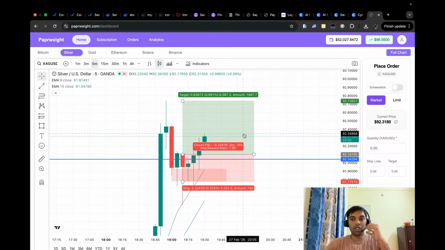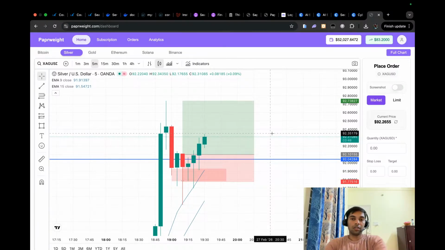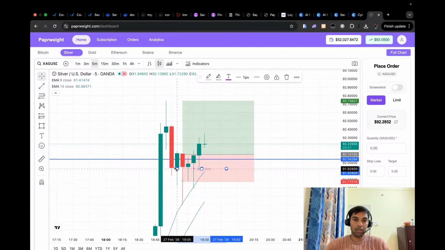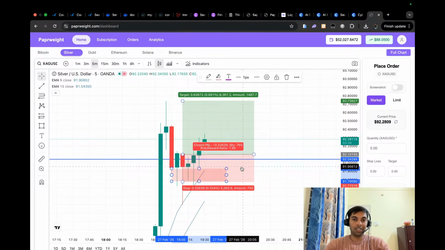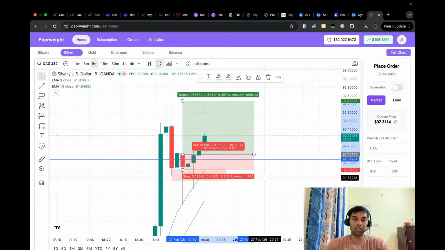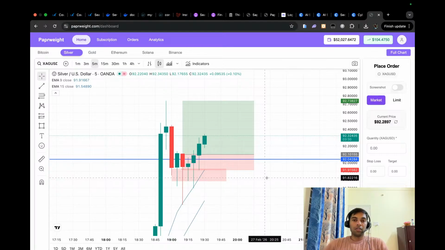So this is our 1:2 trade. So let's see how it will perform. I'm just trailing my stop loss to this area. Oh, sorry. Now our stop loss is $90 only. Okay.